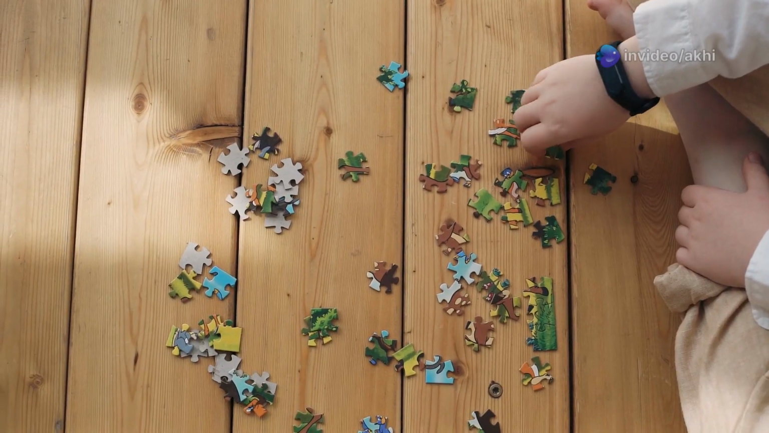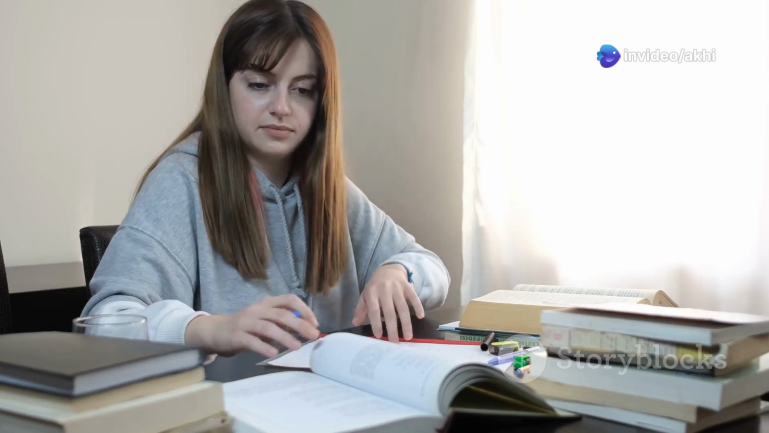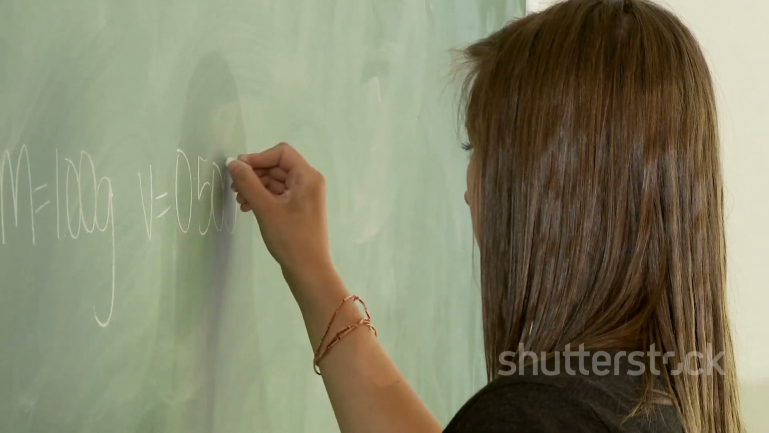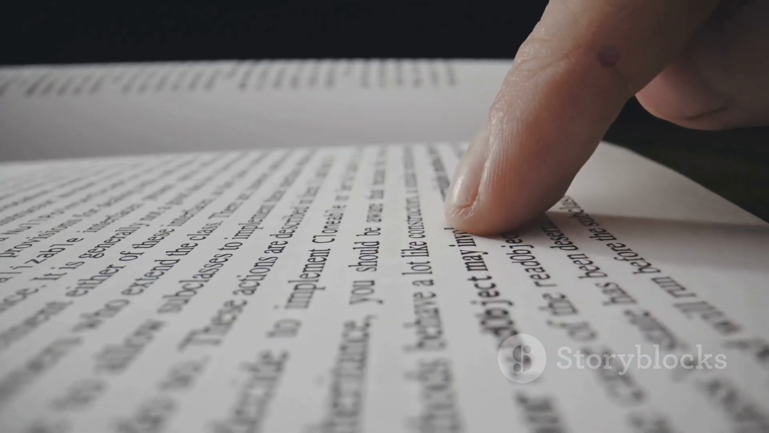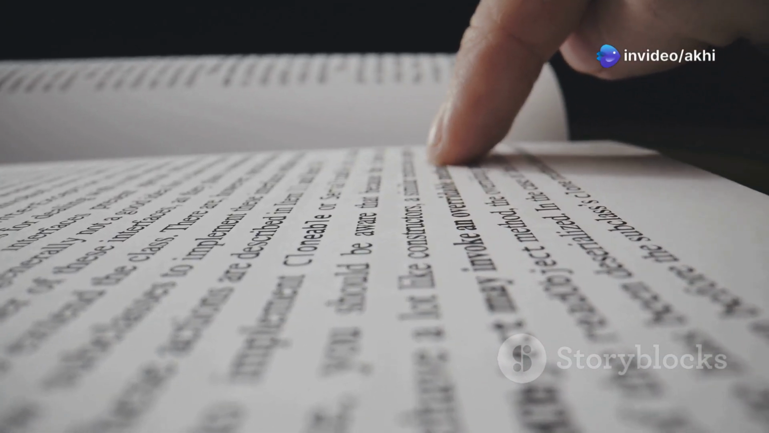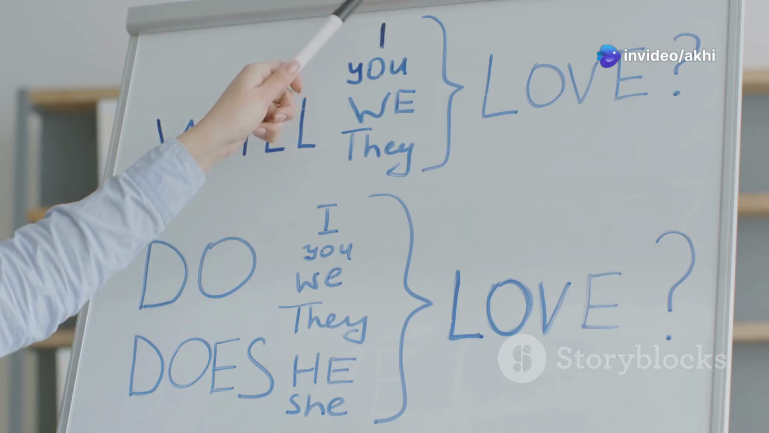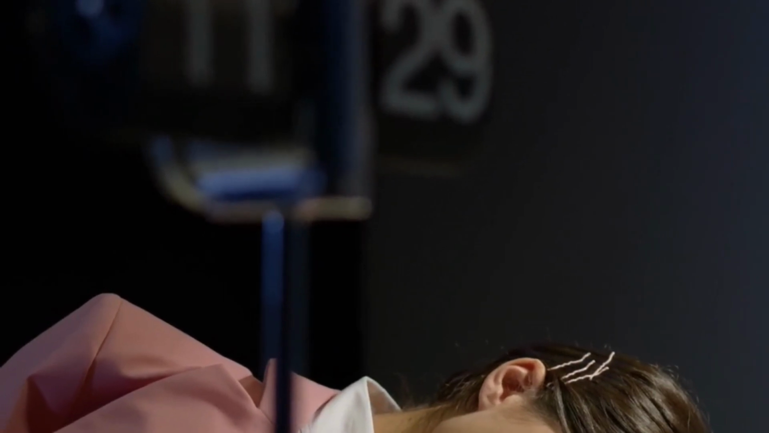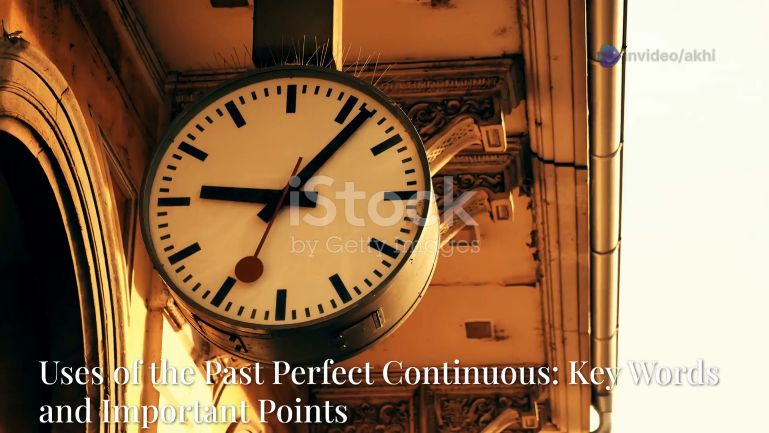Let's assemble these components into a simple example. Suppose we want to describe someone who had been studying diligently before an exam. Using the past perfect continuous, we'd say, "She had been studying for hours before the exam." In this example, had and been form the auxiliary verb phrase, while studying represents the present participle of the main verb study. By combining these elements, we clearly convey that the studying action was ongoing before the exam.